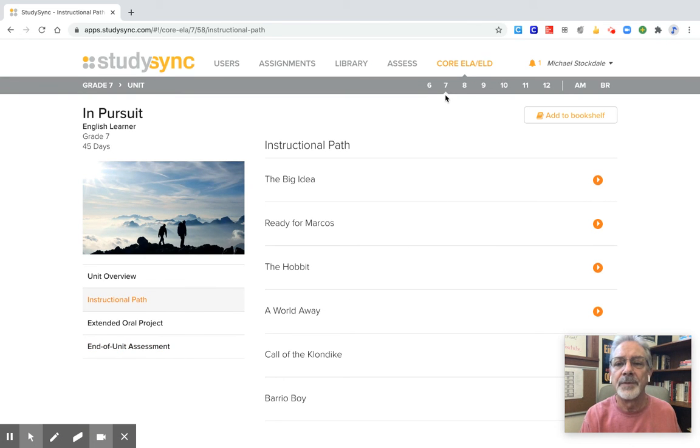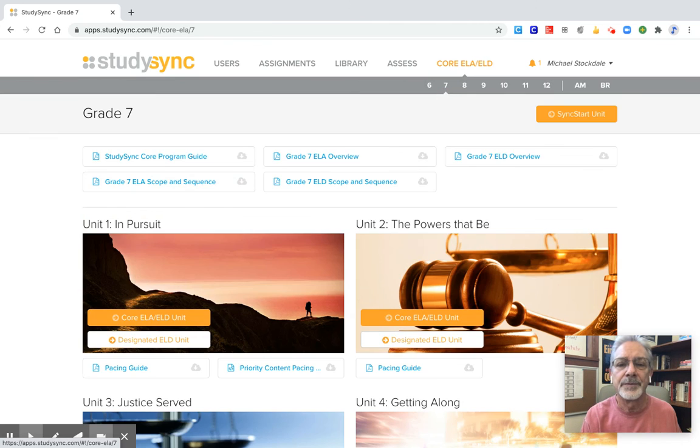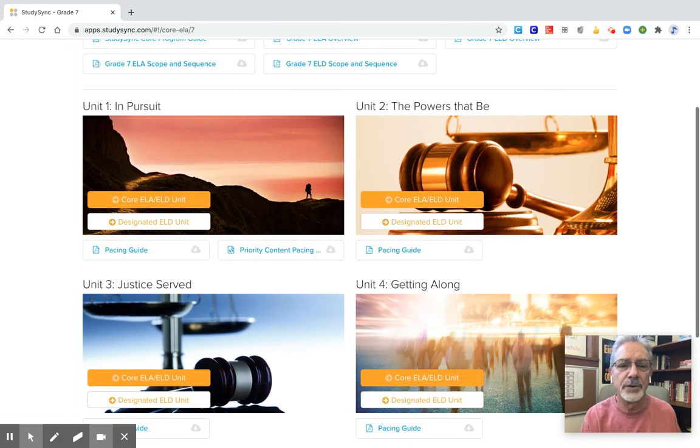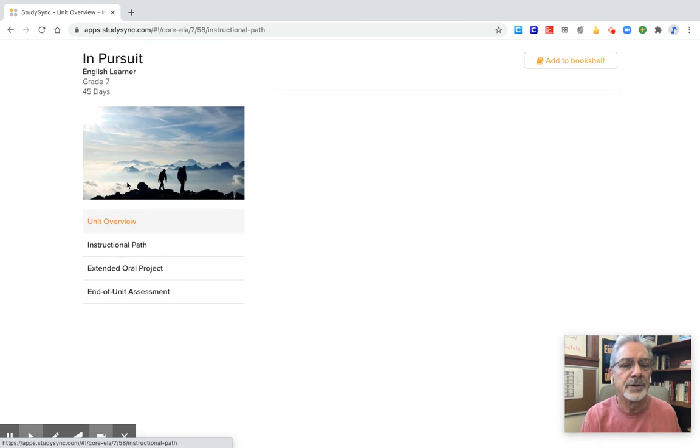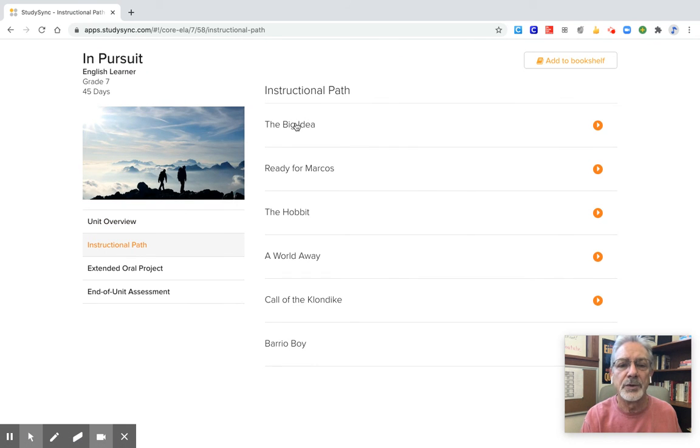So once again, we're in 7th grade. 7th grade comes in 4 units. We're in the first quarter, so we're going to be looking at Unit 1, which is called In Pursuit. We're going to be looking at our designated ELD units. Under the instructional path, we'll start with the big idea. There's some assignments there, and we'll go through 1, 2, 3, 4, 5 stories, and each of them has 4 or 5 different assignments. That's how we're going to be doing StudySync.